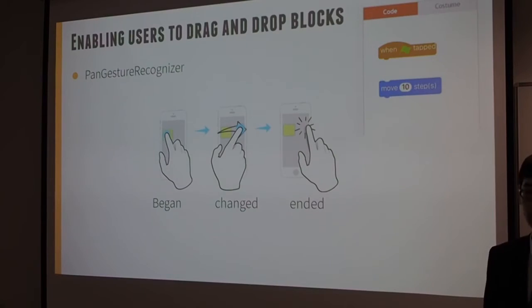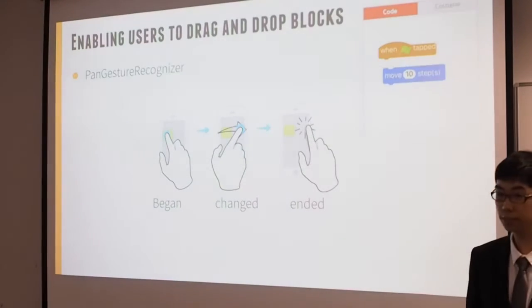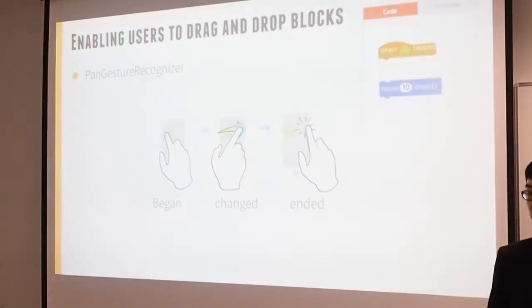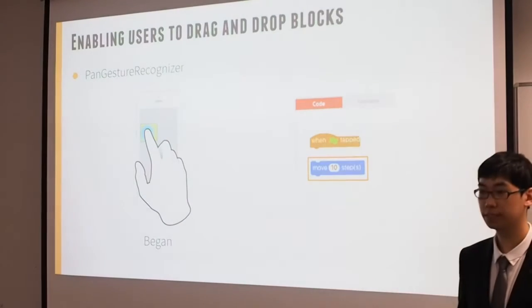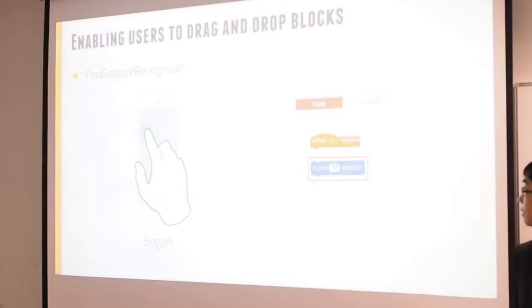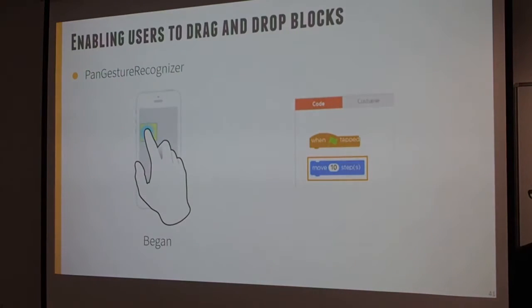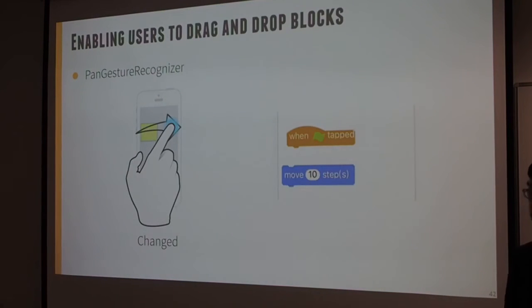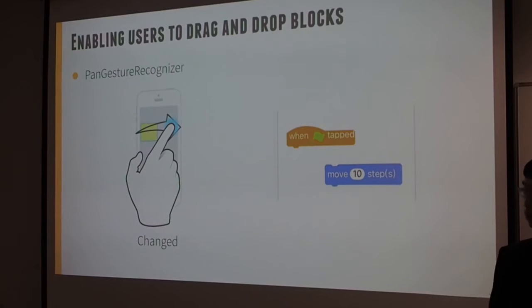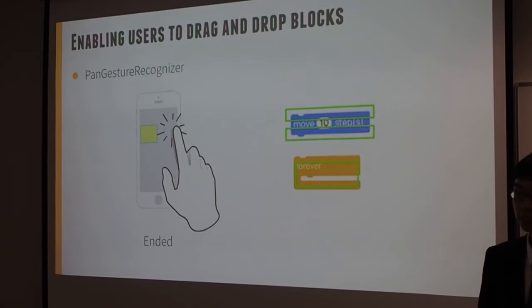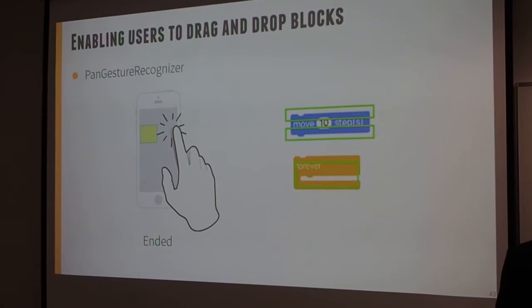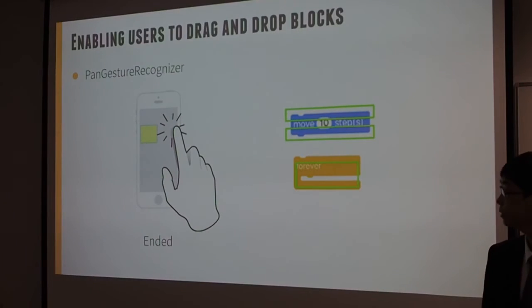So in each block, we add a pen gesture recognizer, and there are 3 phases. The first phase is begin, and when the user taps on the screen, it detects which block is selected. And here, if you tap on the green area, it will select the move pen style. And then when they drag the block, the block will move based on the finger movement. And at the end phase, if we release our finger, it will detect whether the block is nearby another block, and if it is inside the green area, they will connect to each other.